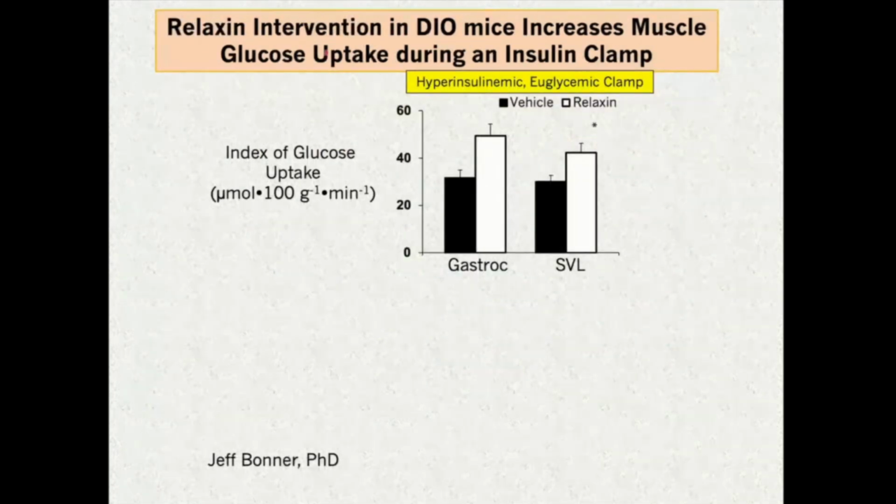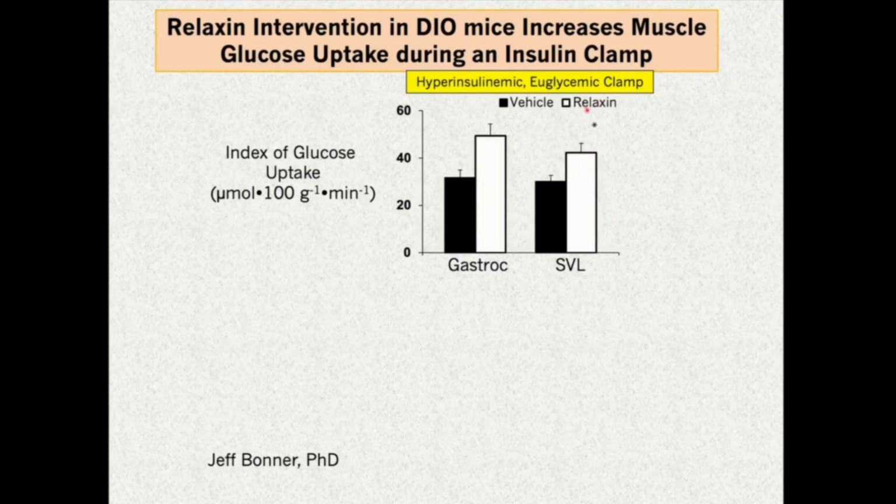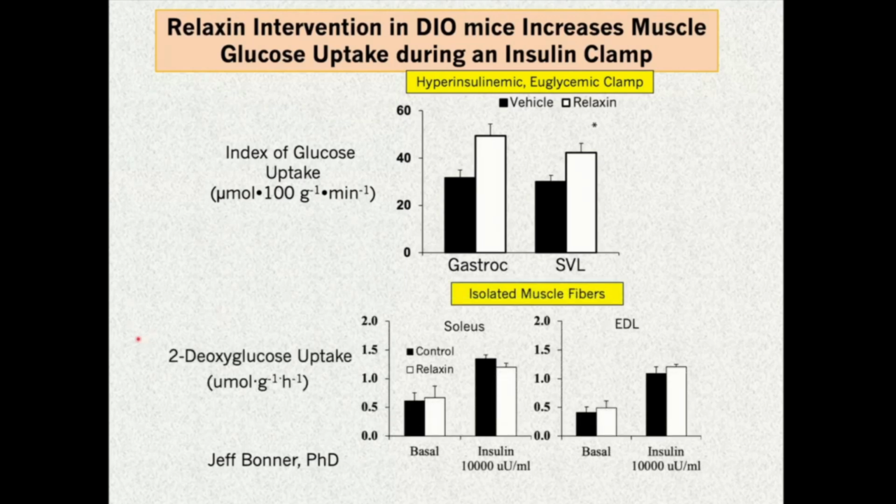So we then did the same thing with relaxin, another vasodilator. Now, this was an intervention study. We took DIO mice and treated them for 3 weeks with relaxin. And this too increased muscle glucose uptake. This is gastroc and superficial vastus lateralis. Open bar is relaxin, dark is vehicle. And this too increased glucose uptake with the 3 weeks of treatment. Now, these studies were done by Jeff Bonner, whose picture disappeared.